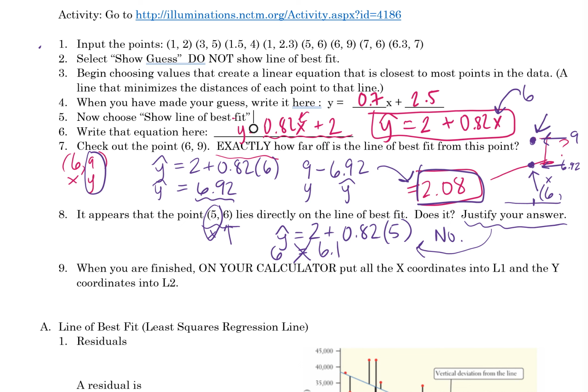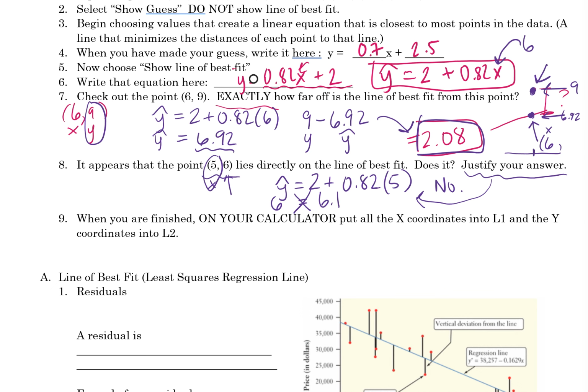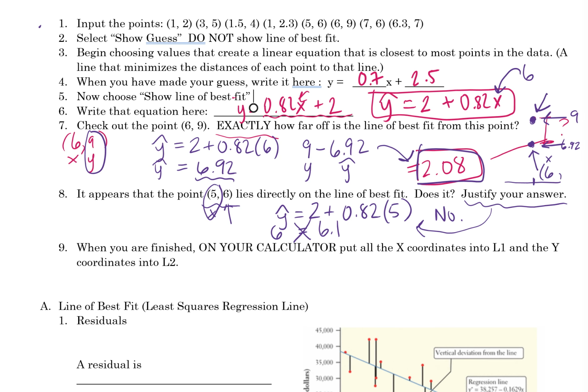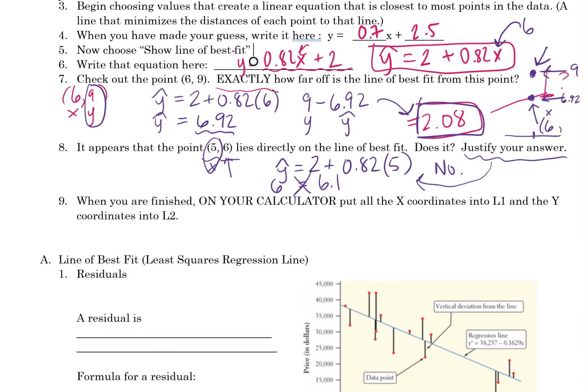Okay? And then finally, I wanted you to actually put in the points from number 1, from this table above. I wanted you to put those points into your calculator. So all of the x coordinates should have gone into L1 and all the y coordinates should have gone into L2. If you haven't done that yet, please go ahead and do that now.